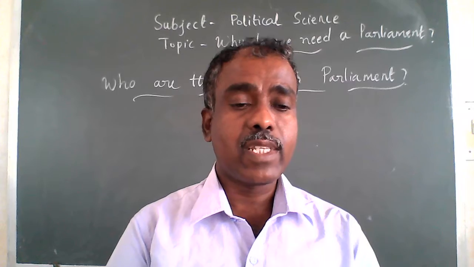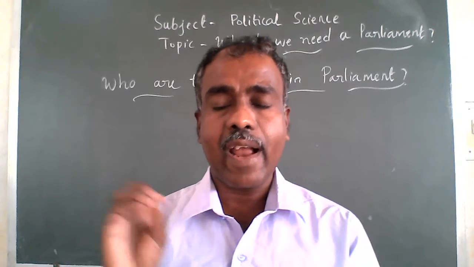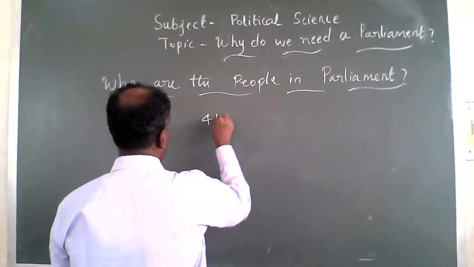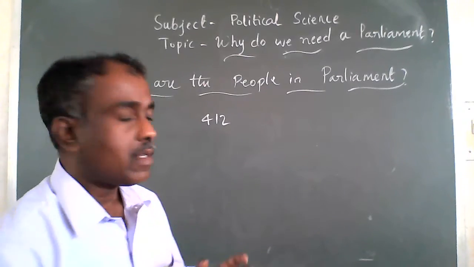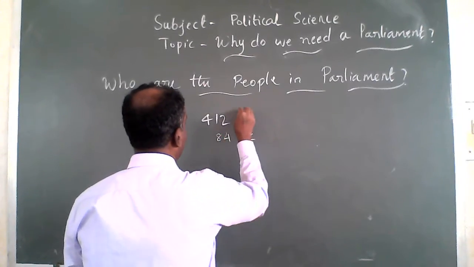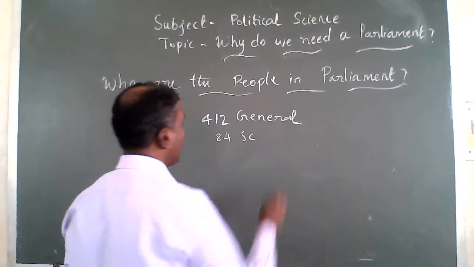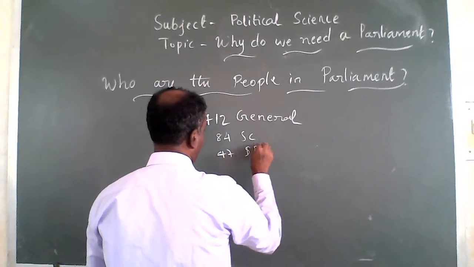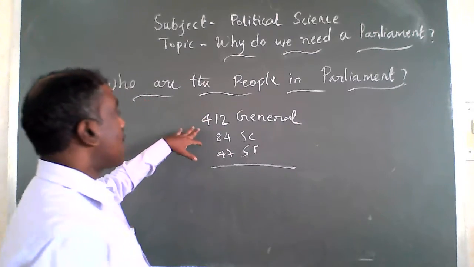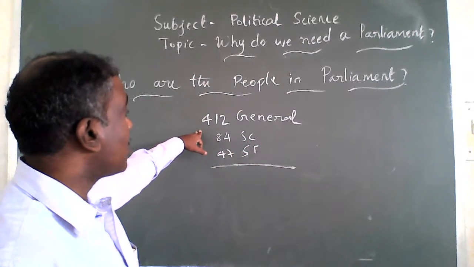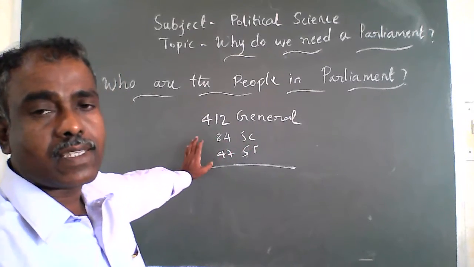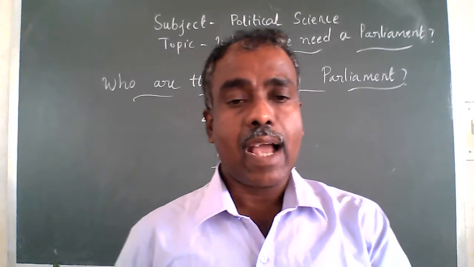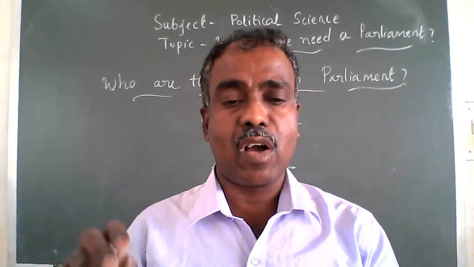Now we have to observe that out of 543 seats, 412 seats are general, 84 seats are reserved for SC, and the remaining 47 seats are reserved for ST. Once again I would like to repeat: out of 543, 412 seats are general, 84 seats are reserved for SC, 47 seats are reserved for ST, and two are especially for the Anglo Indians, nominated by the president.